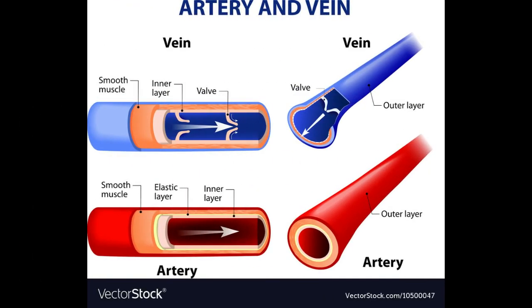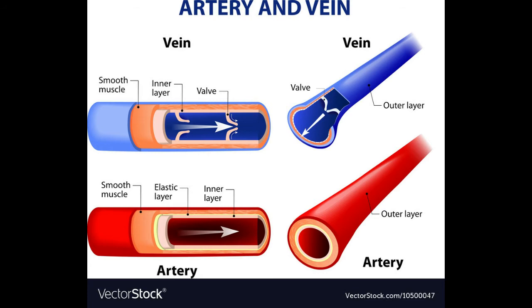The job of carrying blood to the entire body is done by three types of blood vessel, that is arteries, veins and capillaries. Arteries are the blood vessels which carry oxygenated blood from the heart to the entire body. These blood vessels are thick-walled and without the valves in them. Veins are the blood vessels which are thin-walled and with valves in them. These blood vessels carry deoxygenated blood from the body to the heart.